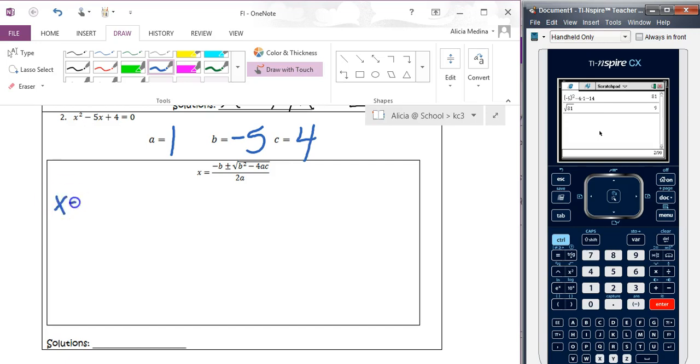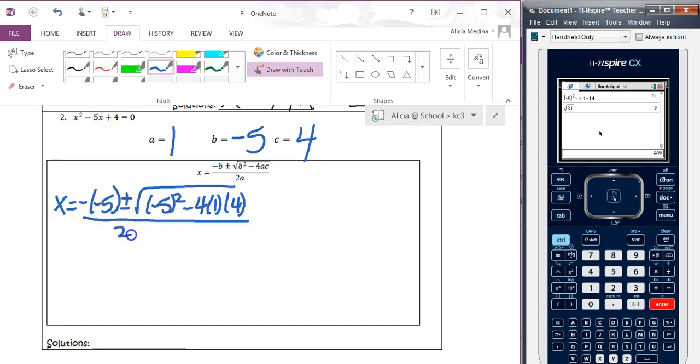So x is going to equal opposite of b plus or minus the square root of b squared minus 4 times ac, all over 2a. I'm going to simplify this. So opposite, negative, and a negative is a positive 5. Plus or minus, I'm going to draw my square root sign, but again, I cannot plug that into my calculator, just everything else. So, parentheses, negative 5, close parentheses, square it.